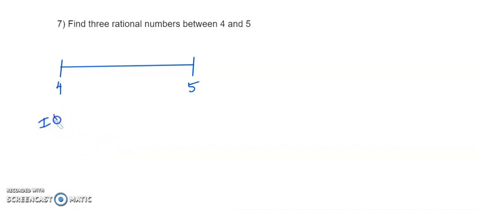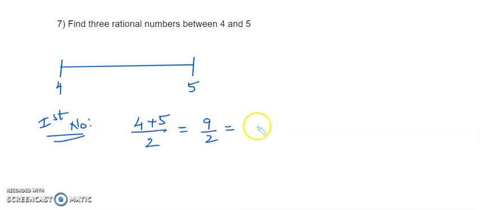So first, to find the first number, you add these two numbers, which are given in the question, and divide by 2. So that is 9 by 2, sorry, that will be 4.5, or you can show it as 9 by 2. I'm going to keep it as 9 by 2. It's exactly the middle number between 4 and 5, which is 4.5, but I'm going to show it as 9 by 2. So this is my first rational number.